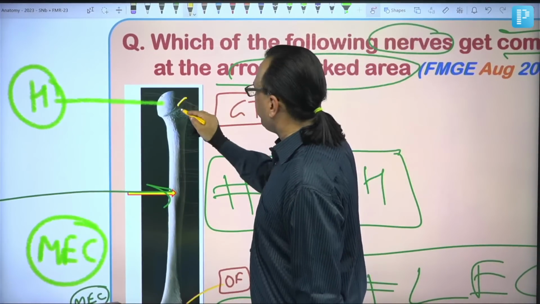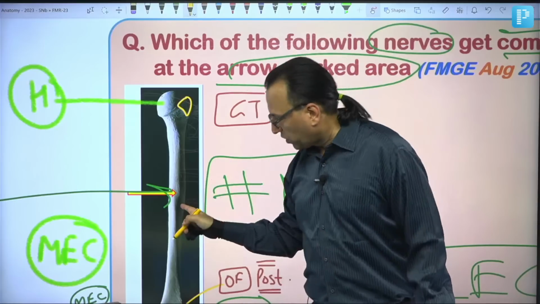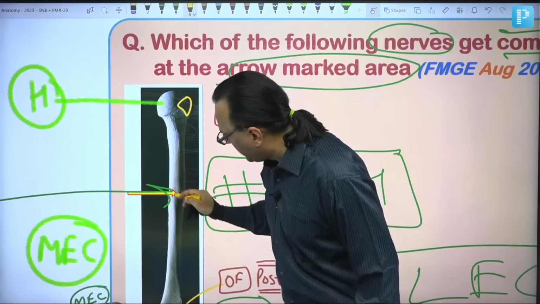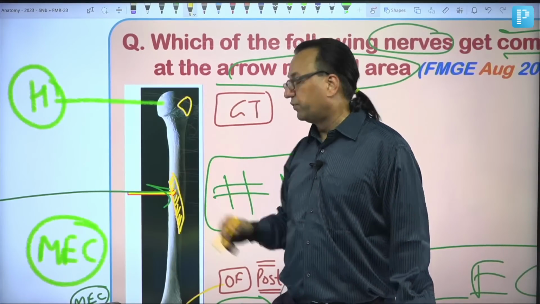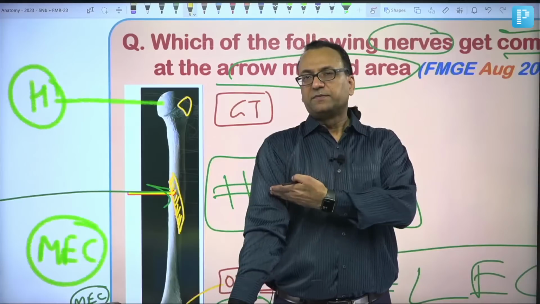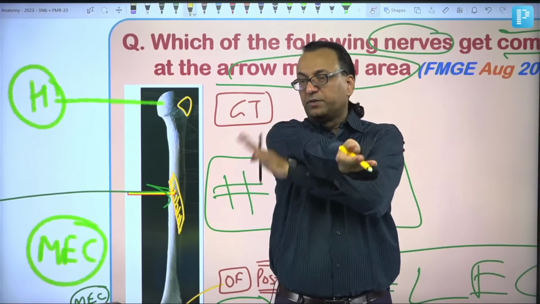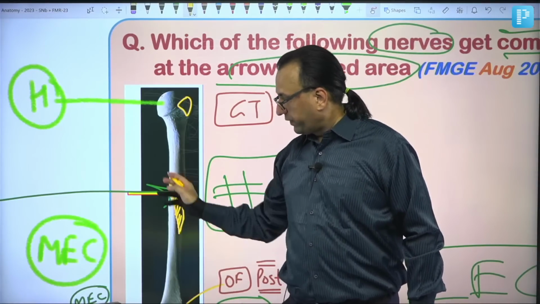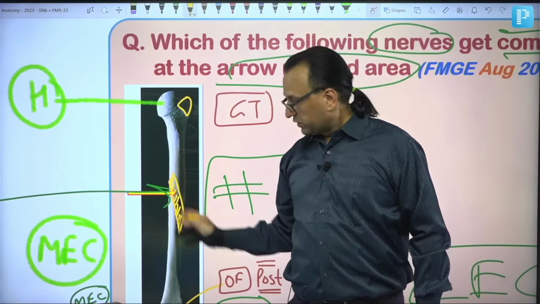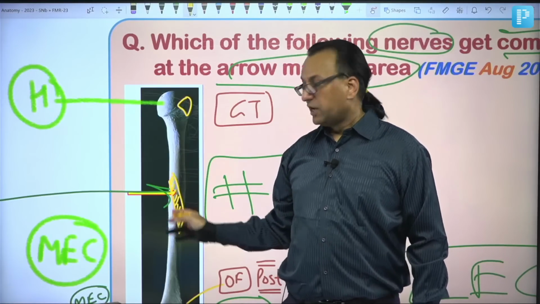But what is the importance of telling all that? Because this is where you have the radial groove. So the radial groove is not anterior, the radial groove is posterior. So this marking is in the radial groove. The radial groove is on the posterior side of the humerus, mid shaft humerus, and radial nerve injury.